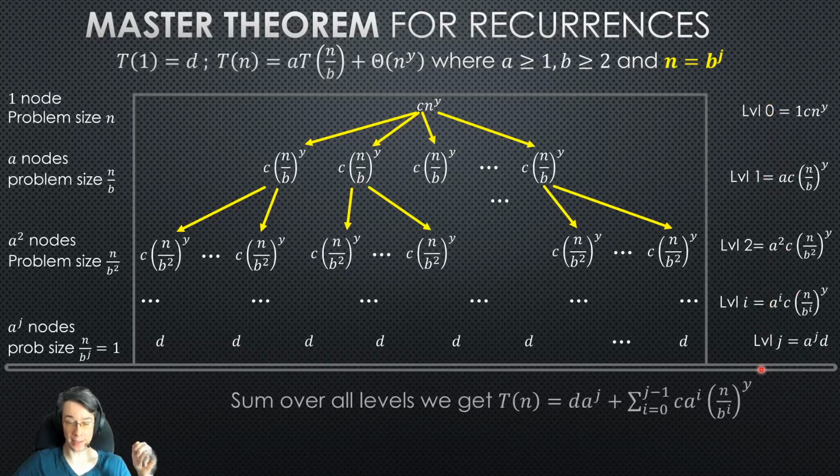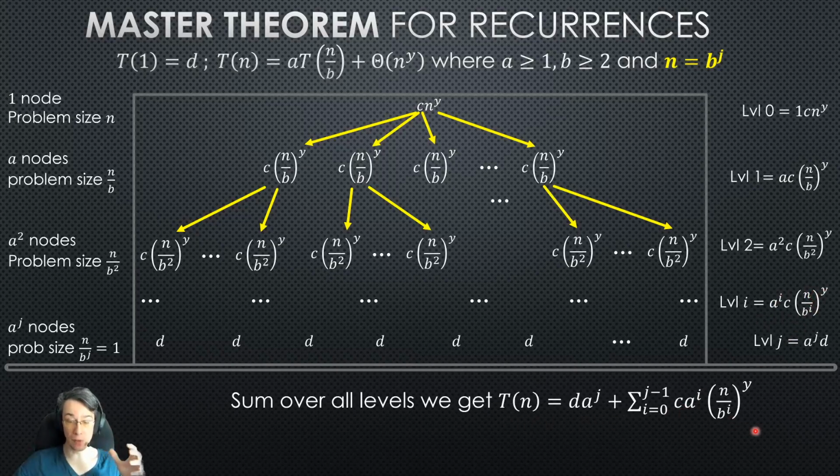So what's that sum? Well, that sum is going to be T of n equals this base case. The base case has a slightly different formula than the rest of the levels. All the rest of the levels can be described by this formula. The base case is a different formula, so let's add the base case formula first, d times a to the j. Then we'll add the sum from i equals 0 up to j minus 1 of c times a to the i times n over b to the i, all to the y. Okay, so this is our sum.